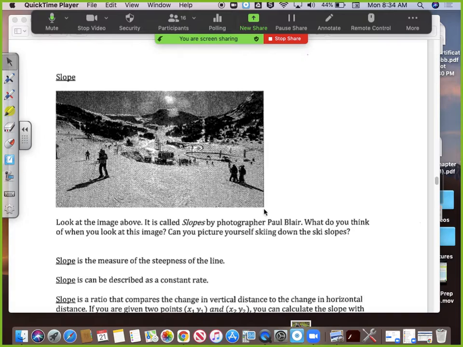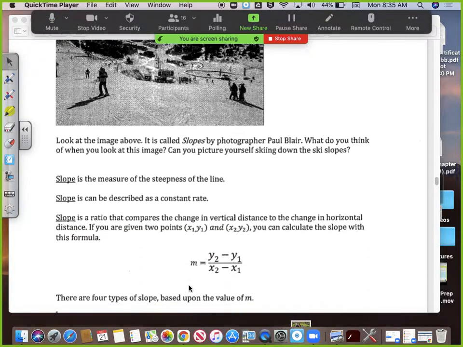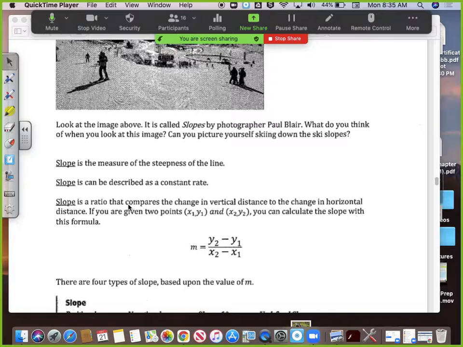I did already go over this on Wednesday, but I do want to just go over it again so you can get a little refresher with what slope is. So slope is the measurement of the steepness of a line. It is described as a constant rate. So all slopes that we are going to be finding in this section are all going to be constant. The slope will always stay the same, which is why it creates a straight line. The slope is a ratio that compares your change in your vertical distance to the change in your horizontal distance.